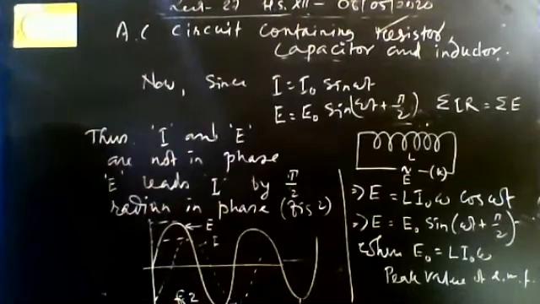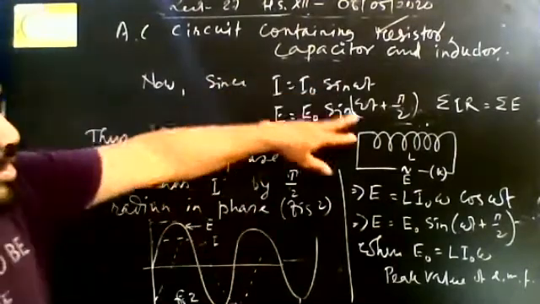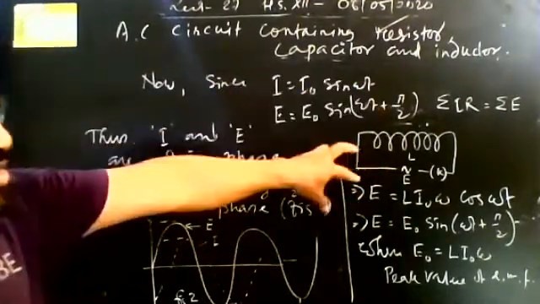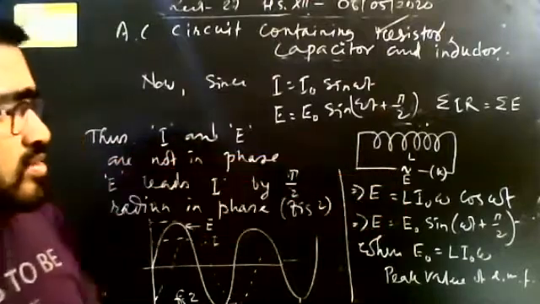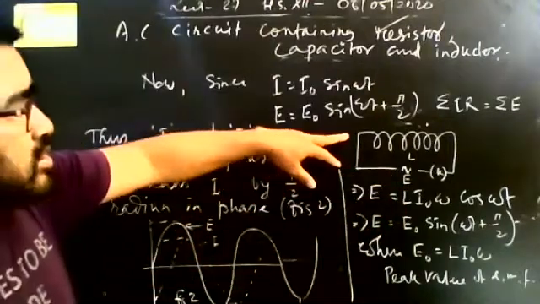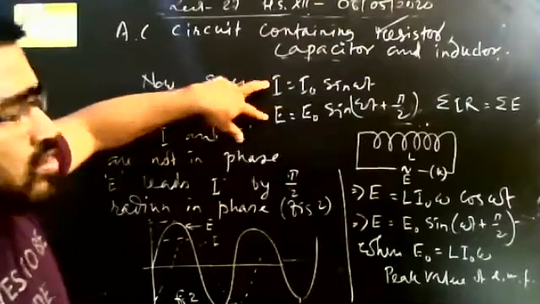So in this way we can observe that when an inductor coil is connected with an alternating circuit, then both current and EMF are not in phase.